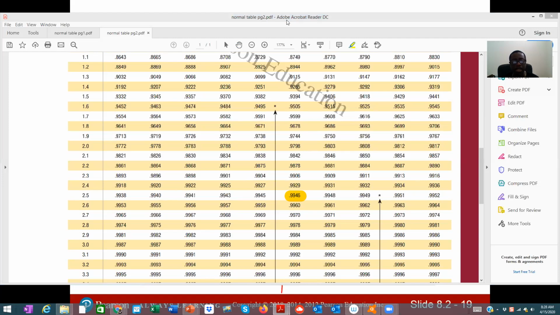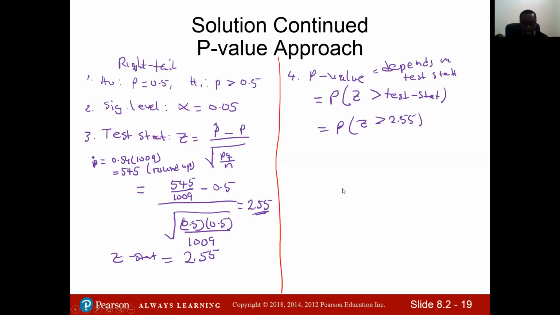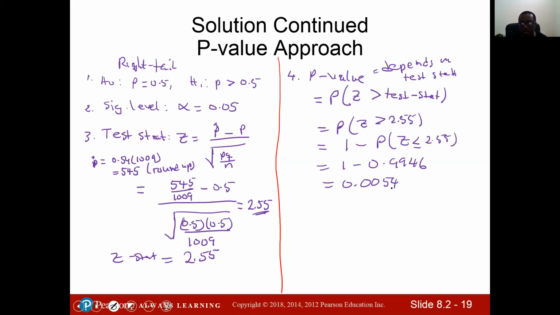So let's go back to the PowerPoint. This probability that we just calculated is equal to 1 minus the probability that my z is less than or equal to 2.55. And this is 1 minus 0.9946. So when you subtract it, you have 0.0054. So this is the p-value.